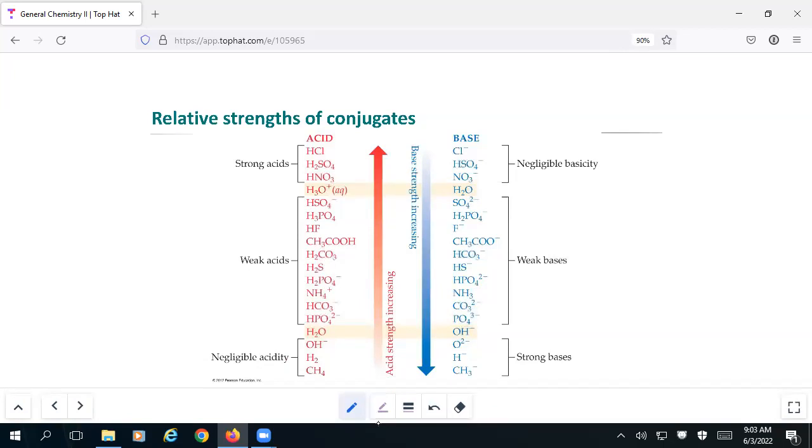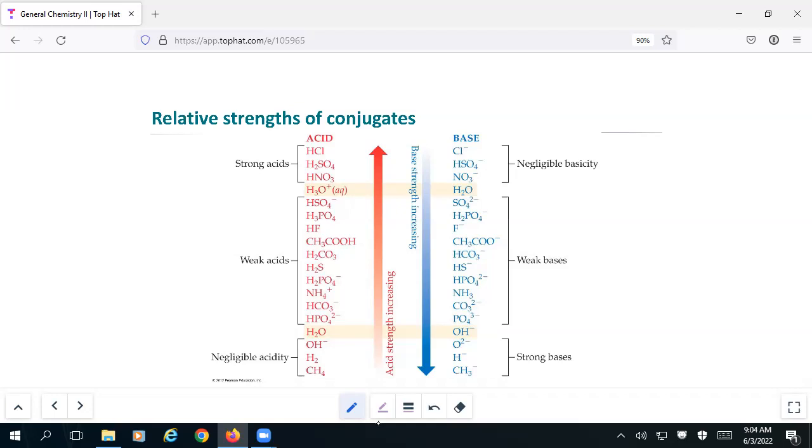Now we can rank them because there is actually a hierarchy in terms of acid strength and base strength. And as far as acid strength is concerned, that hierarchy is largely based on the nature of those conjugates. But there are some important things that we can note.